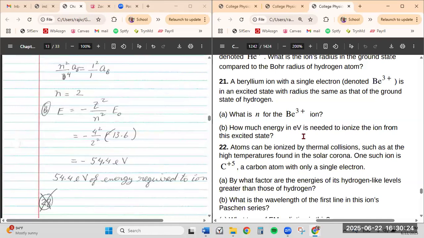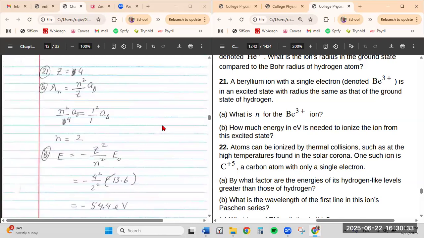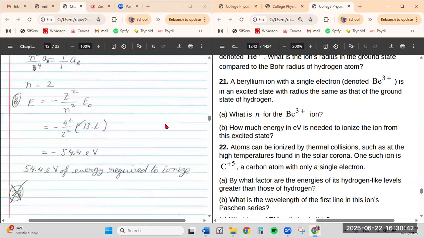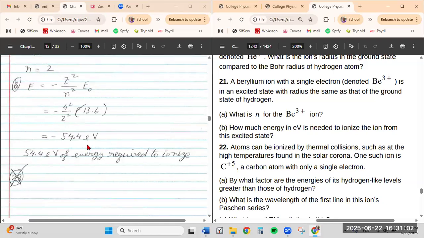Okay, part B. How much energy in electron volts is needed to ionize the ion from this excited state? So we basically have to calculate the energy of this state. The equation for energy is negative Z squared over n squared times E naught, where E naught is 13.6 electron volts. We found n to be 2, so we have a 2 squared in the denominator. And for beryllium, Z is 4, so we have 4 squared upstairs. You can do this calculation. It comes out to negative 54.4 electron volts.